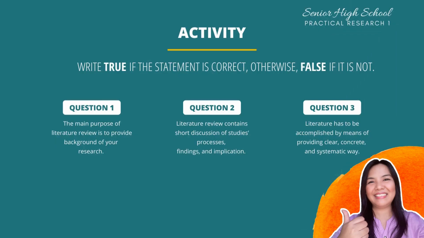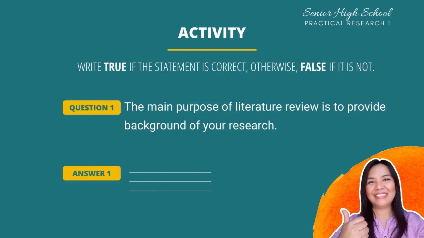And now, to test your understanding of the lesson, let's have another activity. Write true on your answer sheet if the statement is correct, otherwise false if it is not. So 3 questions were prepared for you to answer. Let's have question 1. The main purpose of literature review is to provide background of your research. The answer is correct. It's true.